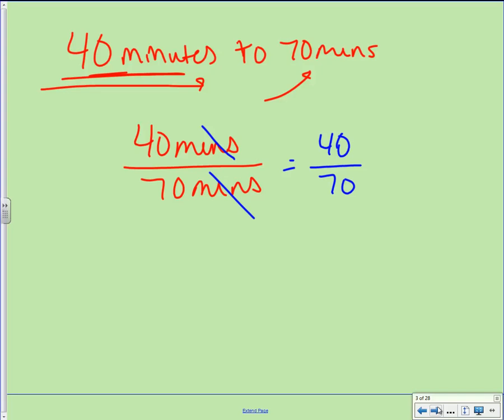So I am looking to simplify this, and I can divide both of them by 10, and I end up with 4 to 7. Notice I did not read this as 4/7 because it is not a fraction. It is 4 to 7. We're comparing two things. So 4 to 7 is my final answer.